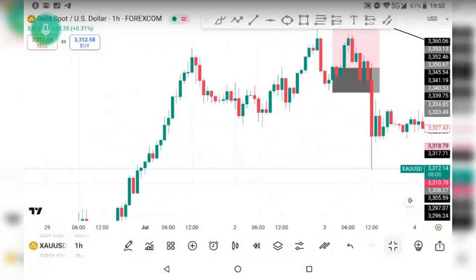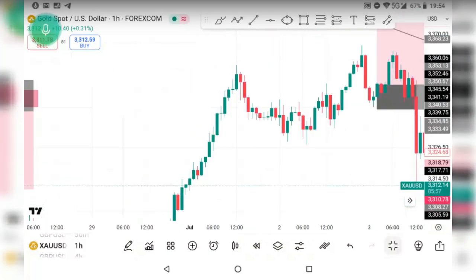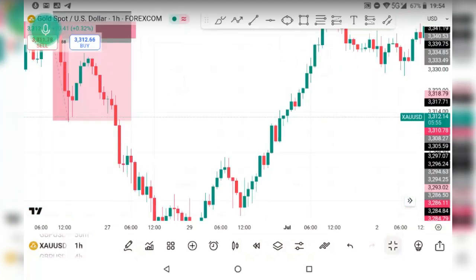So let's look for another morning star before we go into the evening star.